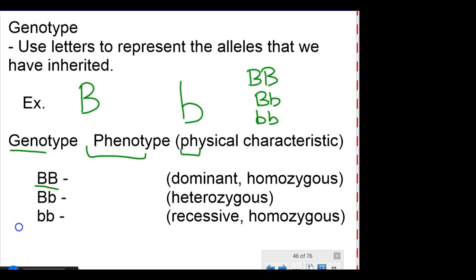If you inherit 2 brown-eyed alleles, dominant alleles, that means you're going to have brown eyes. We would say that that individual is dominant and homozygous for the capital B allele. If the individual has a capital B allele and a little b allele, that means that they are still going to have brown eyes. That individual is called a heterozygous individual.